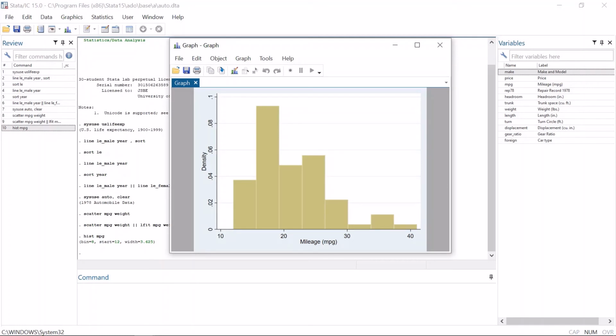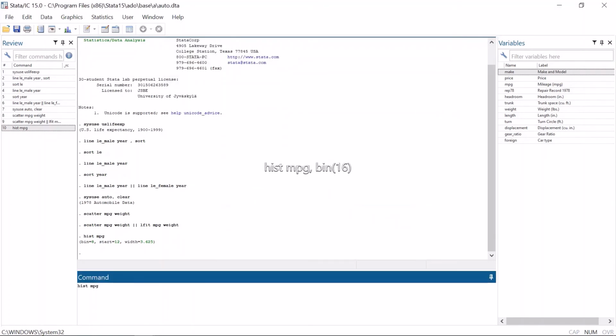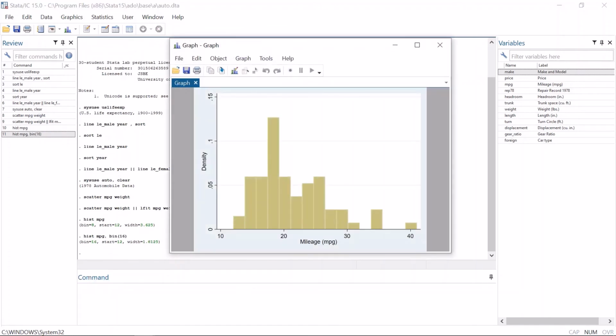However, sometimes the number of vertical bars or bins should be increased to avoid a too blocky histogram. The number of bins can be specified by typing an option bin and then immediately inside parentheses the number of bins. Just remember that options must be preceded by a comma in Stata.